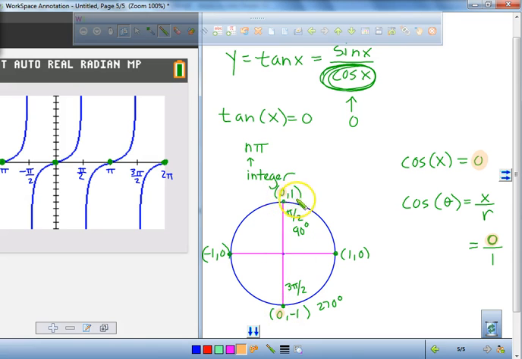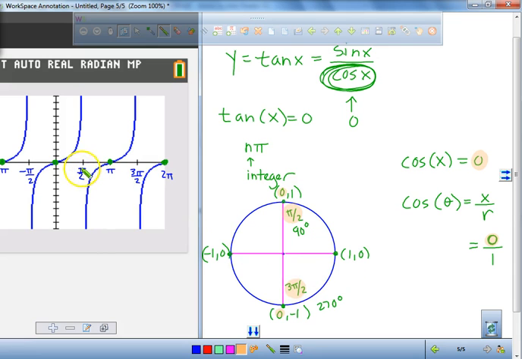Because what does (0, 1) represent? That represents an ordered pair. This is when x is 0. And where is it equal to 0? It's equal to 0 at pi over 2 and where? At 3 pi over 2.